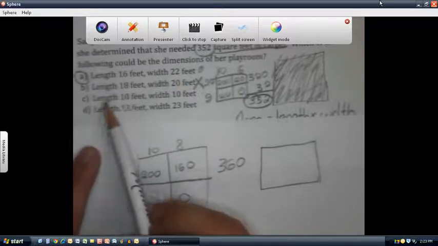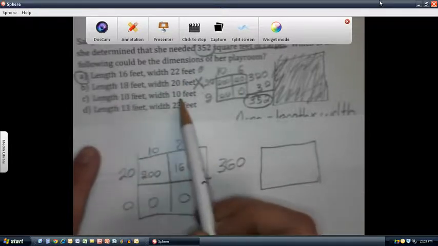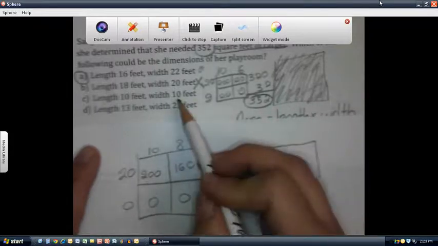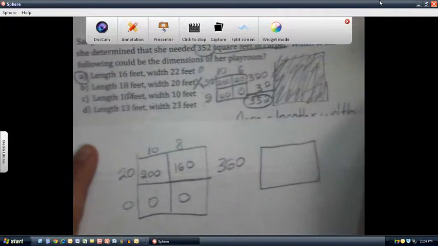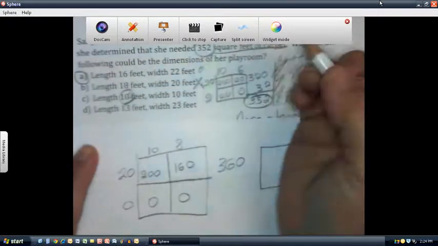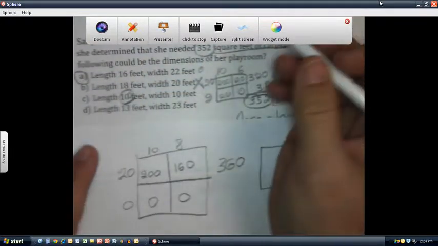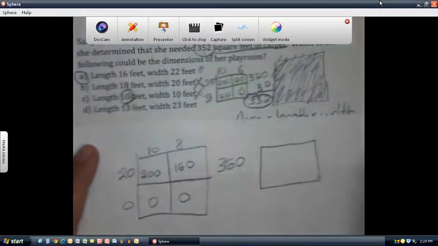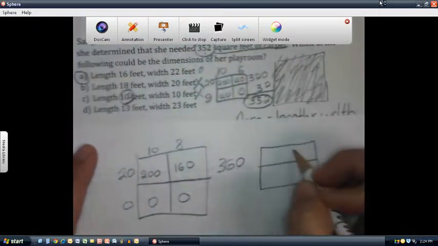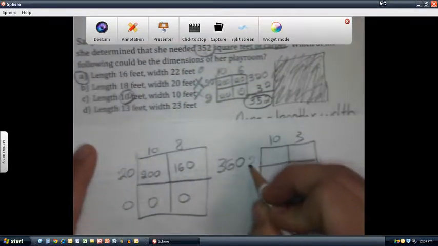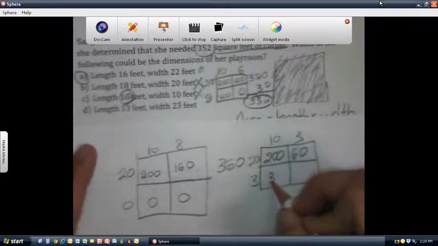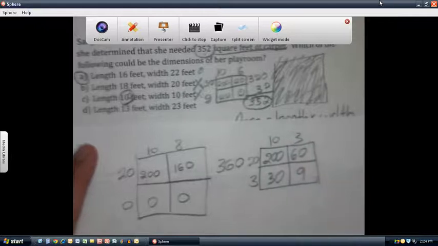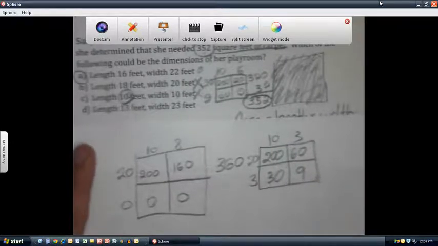C says his length is 10 and the width is 10, so 10 times 10, I know that when I multiply by 10, I just add a 0 to this other one. So that area would be 100 square feet, and that's not enough. 13 by 23 would give me, and I know I go really fast sometimes. Please pause at any time to check your work if I'm going too fast.